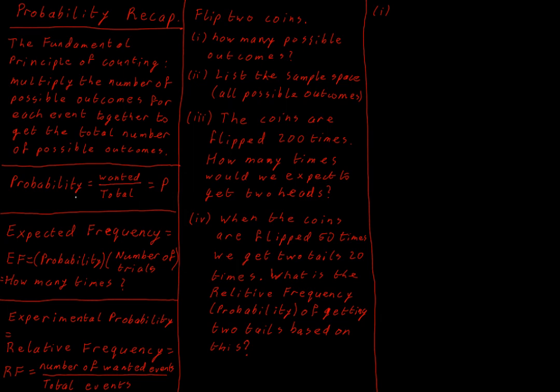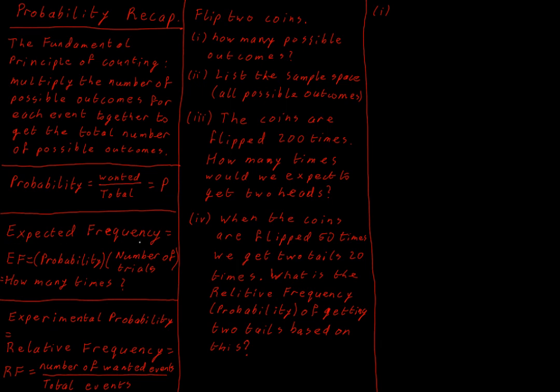Probability in general is the number of outcomes we want divided by the total number of possible outcomes. So we can use the fundamental principle of counting often to find the total number of possible outcomes, and then we take the number of outcomes we want and divide it by the total number of possible outcomes, and that's the probability, which we often call capital P.